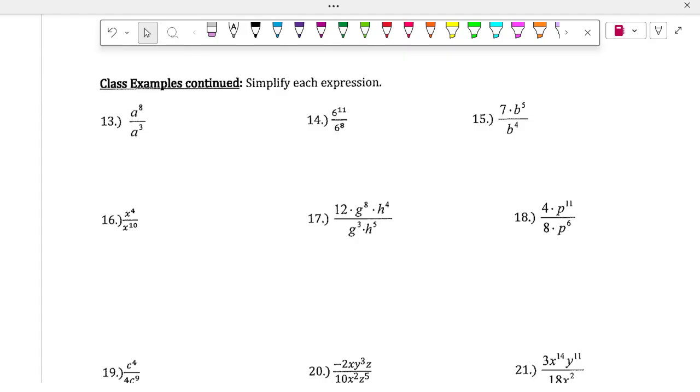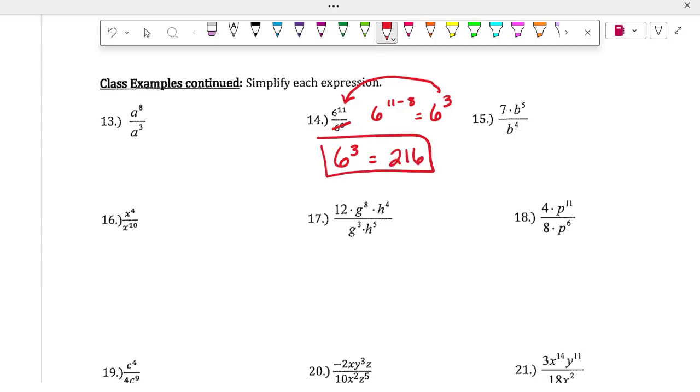So if I did big minus small, what's the big one? Minus what? 8. So what would it be? 6 cubed. And where would it go? Numerator, denominator? Numerator. So I can cross that out because it's gone. I'm going to replace the 6 to the 11th with 6 cubed. It's 216, yeah. So either one of these.